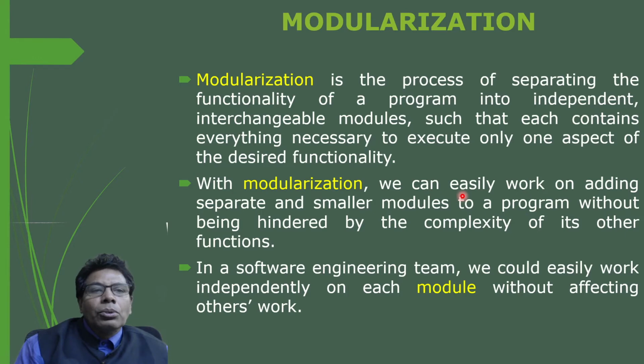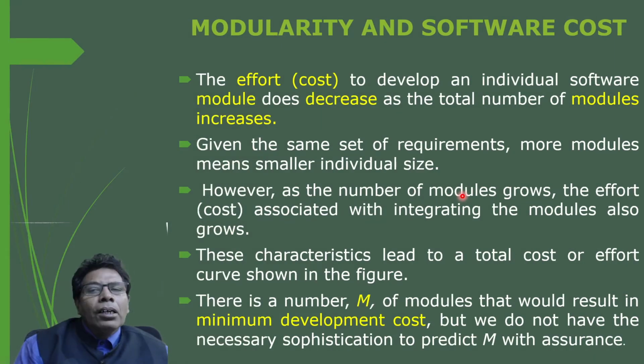Then let us go to modularity and software cost. The effort cost to develop individual software modules does decrease as the total number of modules increases. So as we increase the number of modules, the cost to develop will decrease because each module will take less cost to develop, because the size of the module will be smaller. However, as we increase the number of modules, the effort or the cost associated with integrating the modules also grows. That is, the cost of integrating will increase. So these characteristics lead to a total cost or effort curve. That will be shown in the figure.